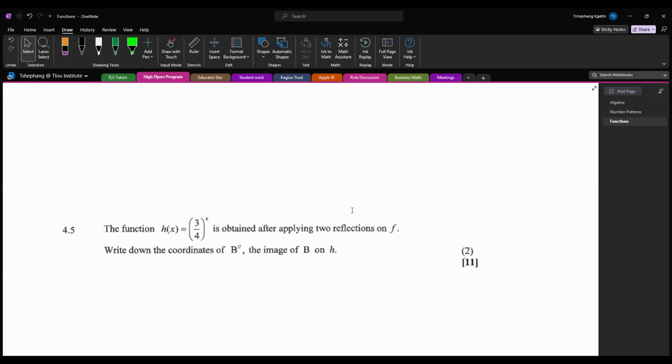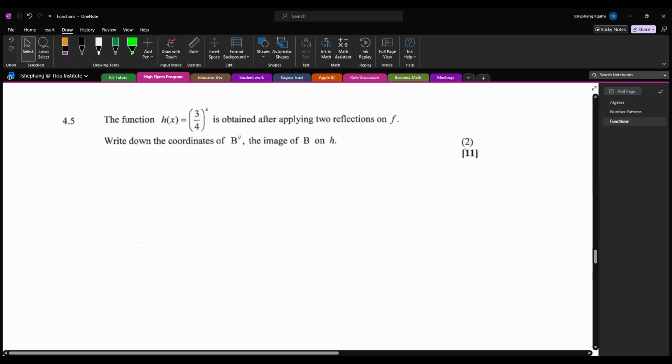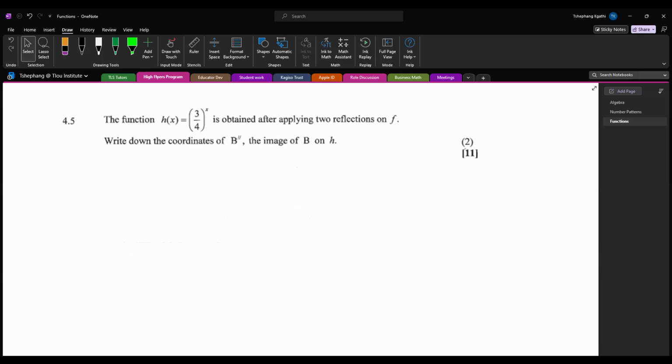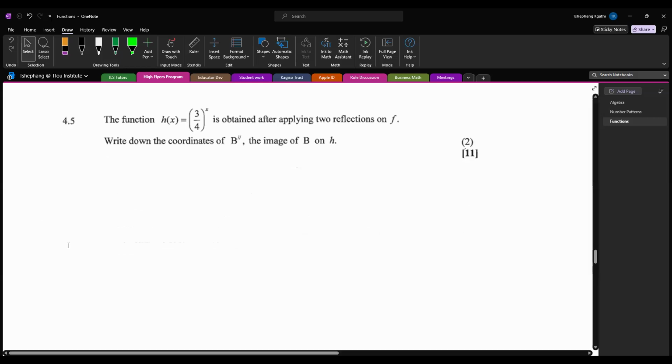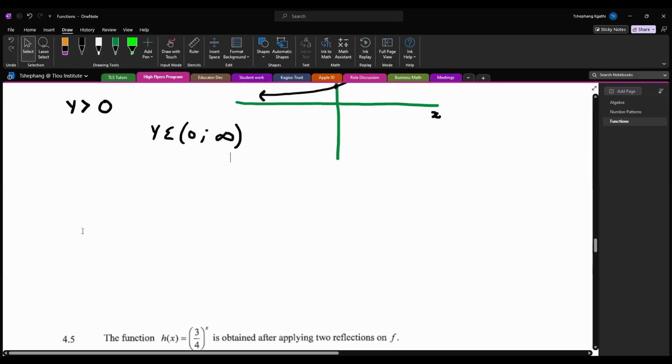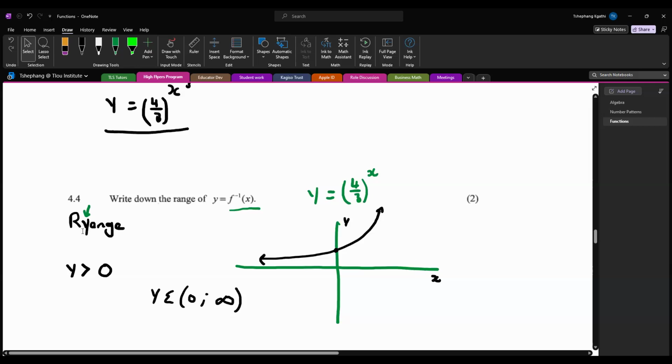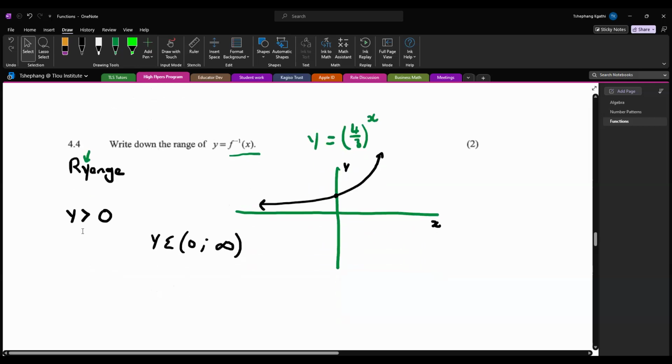4.5. The function h of x is equal to 3 over 4 to the power of x is obtained after applying two reflections on f. Write down the coordinates of b prime prime, the image of b on h. Okay, now let's see what we are doing there. So reflection. The graph that we had was 4 over 3.